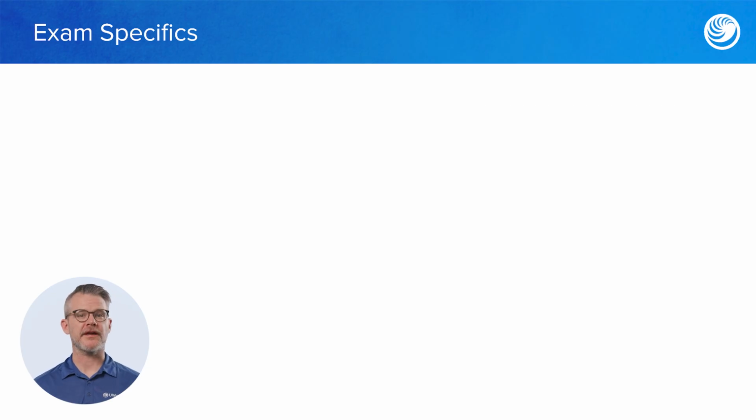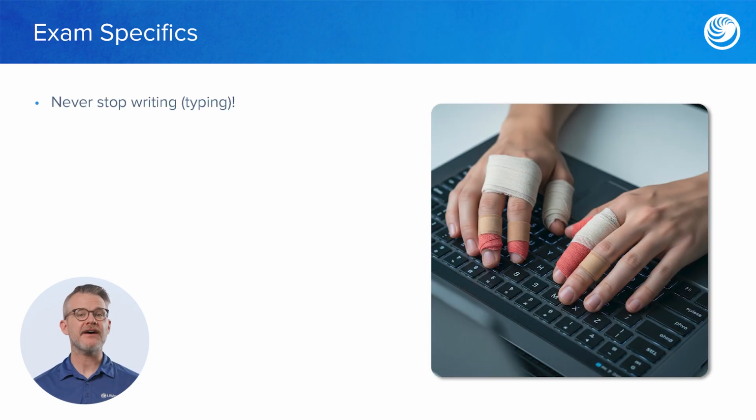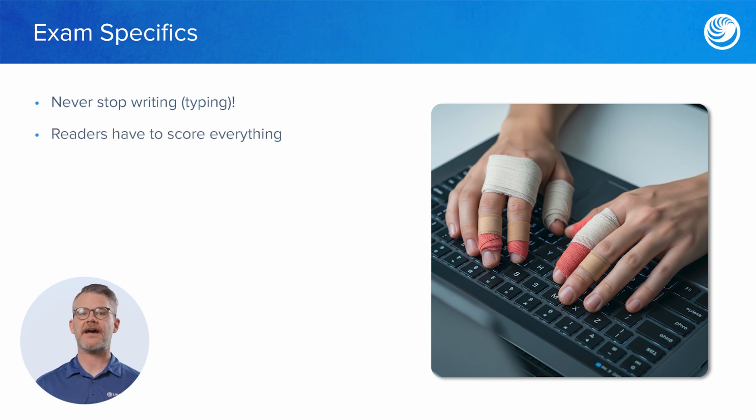Oh, and one more thing. Remind your APUSHers to never stop writing or typing. AP readers have to read everything, so make them earn their pay. Write, or rather type, as much as you can until your hand falls off. It'll grow back. Readers can't award points for what they don't write.